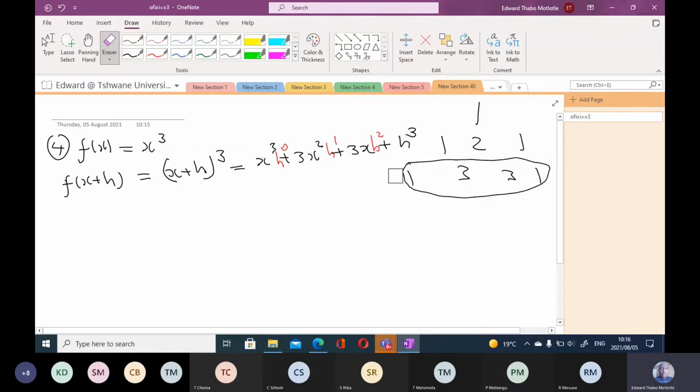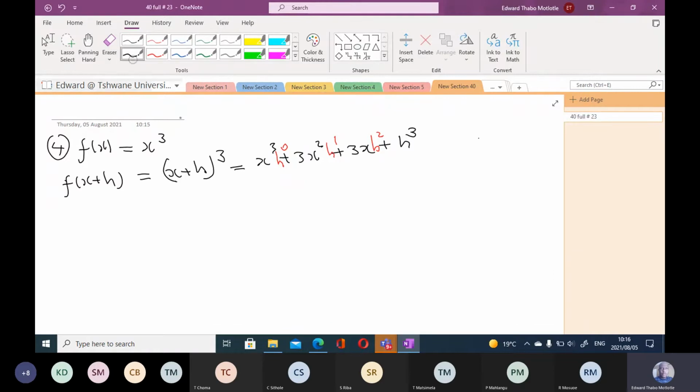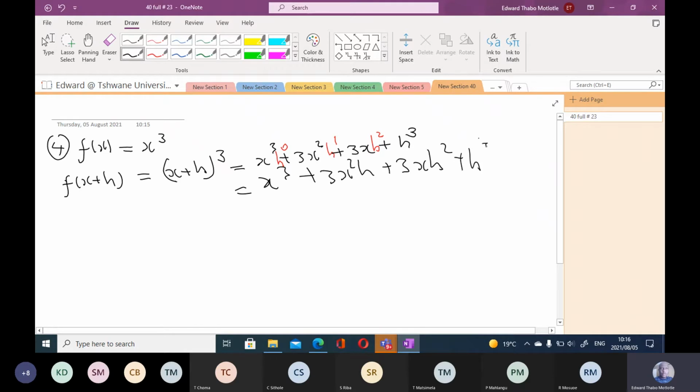So now I'm going to write it clearly. That was an explanation. So this is x to the power 3, I want to avoid the h to the power 0, x to the power 3 plus 3x squared h plus 3xh squared plus h to the power 3.